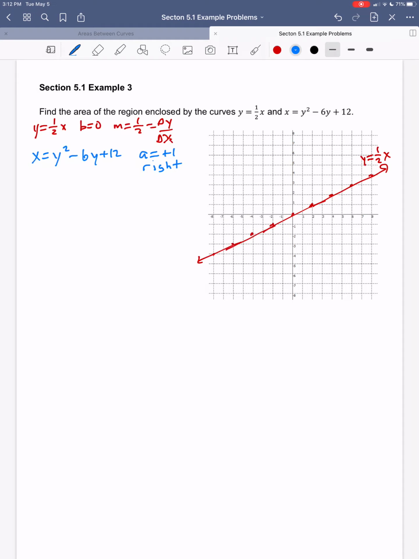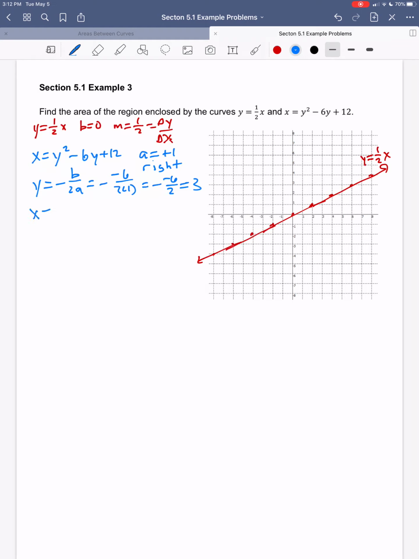To find the vertex, when we have y equals a function of x, the x-coordinate is negative b over 2a. If I've got x as a function of y, the y-coordinate then is equal to negative b over 2a. So that's negative. B is negative 6. I get 2 times 1. So that's negative 6 over 2, which is going to be a y-coordinate of positive 3. Right, negative of a negative.